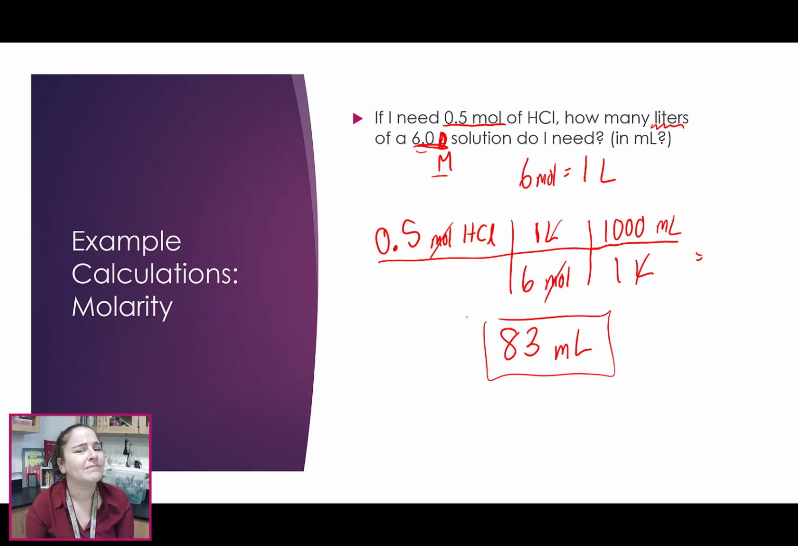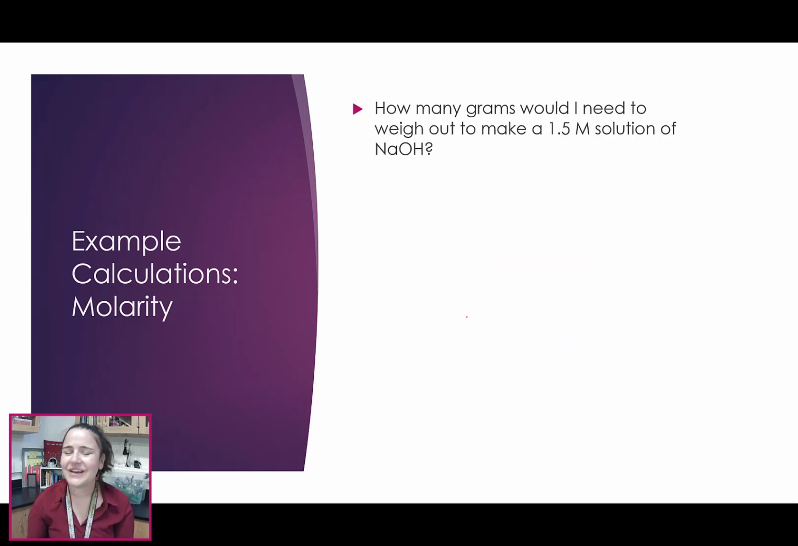Let's go ahead and look at one more, because we do often measure our chemicals on a scale. So how many grams would I need to weigh out to make a 1.5 molar solution of NaOH? And let's say I want to make 2 liters of that 1.5 molar solution. Okay. Well, anytime you see grams in a problem, what do you know you're going to need? Molar mass, okay? Anytime we're dealing with grams, we're going to need that molar mass.